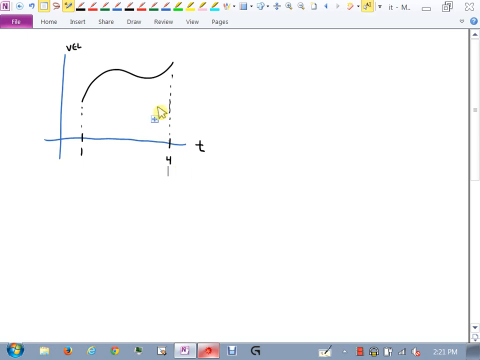Because it's your speed at every moment, right? What you're doing is adding up all of these speeds over the entire time interval. What is speed? Speed is distance over time.